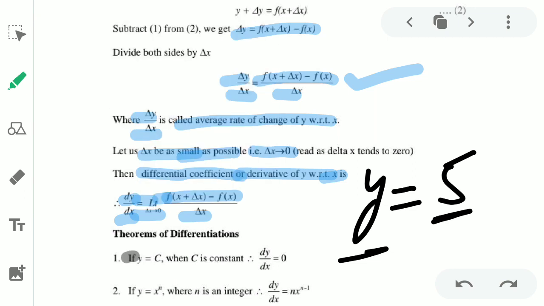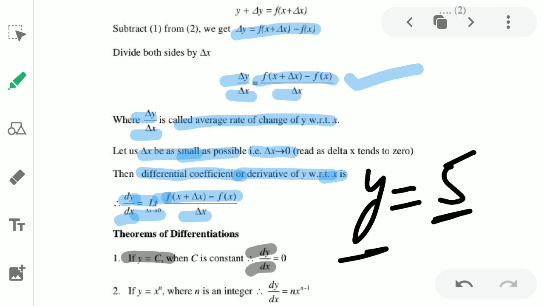If we say that y equal to c, where c is a constant, then y does not depend on x, so in that case the derivative of y with respect to x will be equal to 0. So always remember that the derivative of a constant term is always 0.